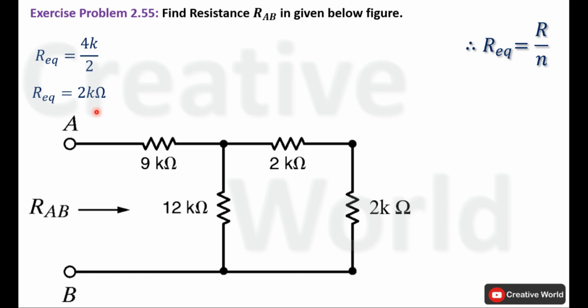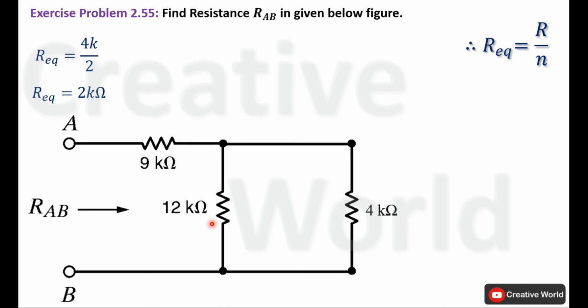Modify the circuit. Now these two resistances are converted into a series connection, so we can find their equivalent resistance that will be the sum of both resistances, 2 kilo ohm and 2 kilo ohm. It will become 4 kilo ohm. So modify the circuit.